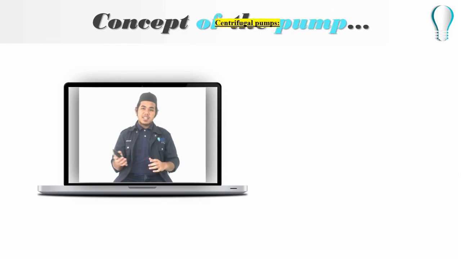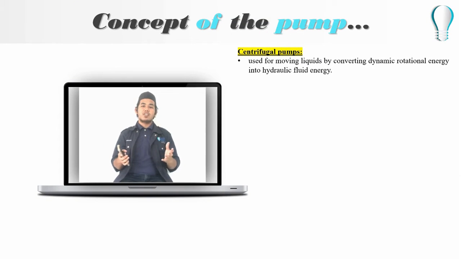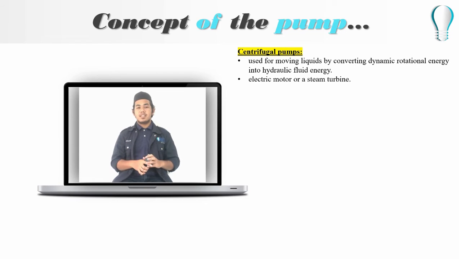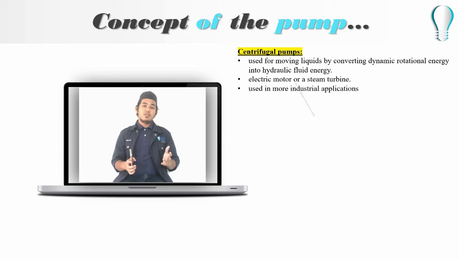Centrifugal pumps are machines used for moving liquid by converting dynamic rotational energy into hydraulic fluid energy. The turning energy is produced usually by an electric motor or a steam turbine, if the feed water pump is powered by a generator. Centrifugal pumps are used in more industrial applications than any other form of engine. The volute pump is the most powerful centrifugal engine.